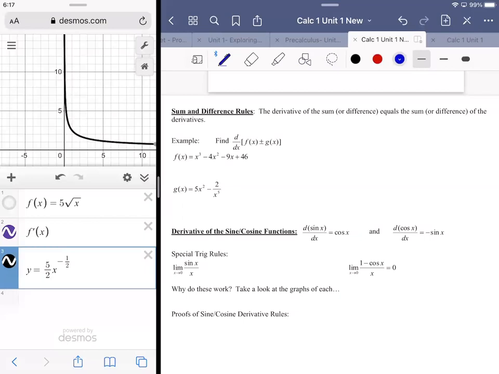So sum and difference rules. The derivative of a sum or difference. So the derivative of the sum or the derivative of a difference, right? That's what that's supposed to mean. Equals the sum or difference of the derivatives. What that's telling us is that if I need to take the derivative of the sum or difference of two functions, I can take the derivative separately and then add them together later on.